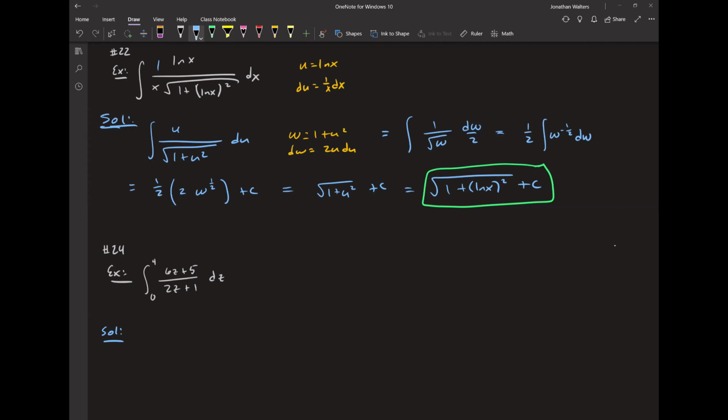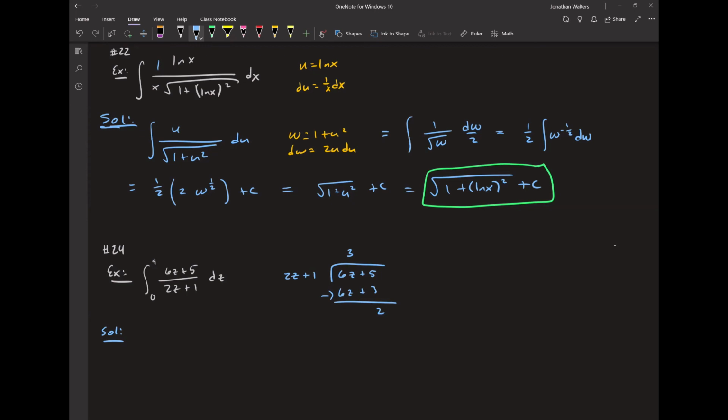What's our strategy? Well, if the degree of the numerator is the same or larger than the degree of the denominator, I need to do a long division. So I'm just going to go ahead and do the long division because that's like a guaranteed strategy. So I'm going to do 6z plus 5 divided by 2z plus 1. What do I need to multiply 2z plus 1 by to get 6z? 3. So 3 goes right here. I get 6z plus 3. Subtract that. I get 2 as my remainder.